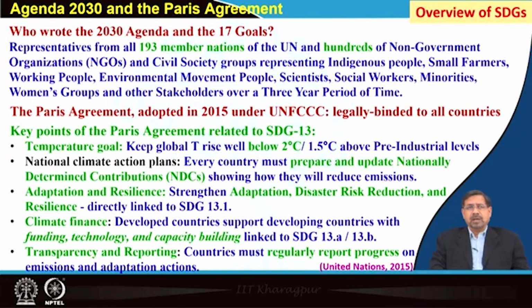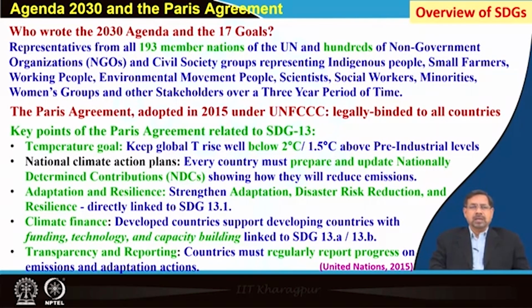Hundreds of non-government organizations or NGOs, civil society groups representing various sections such as indigenous people, small farmers, working people, environmental movement people, scientists, social workers, minorities, women's groups and other stakeholders, over a period of 3 years. So, from 2012 to 2015 they were all engaged in writing this Agenda 2030 and came out with these 17 goals.